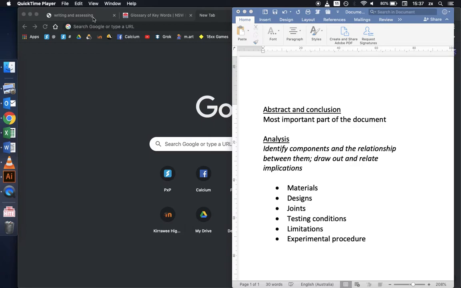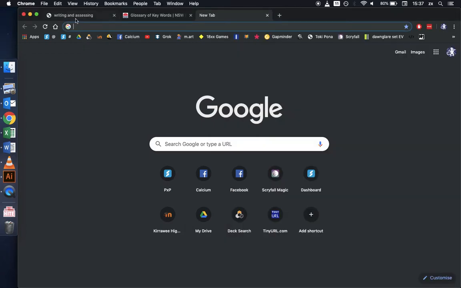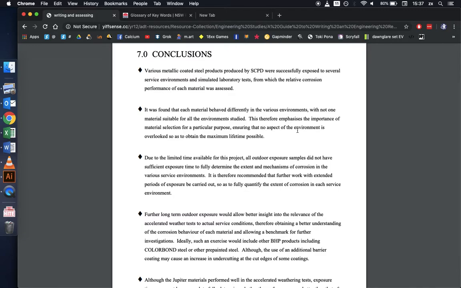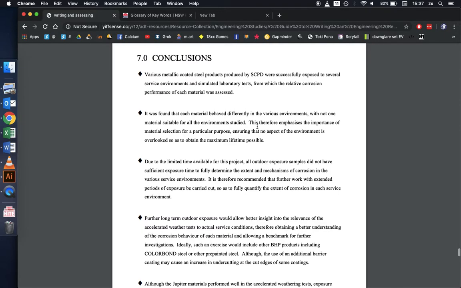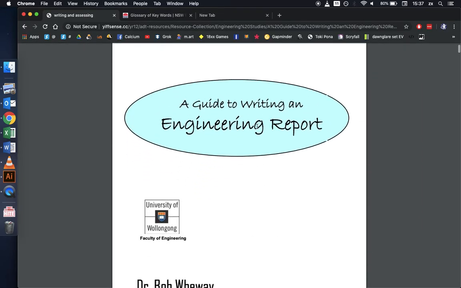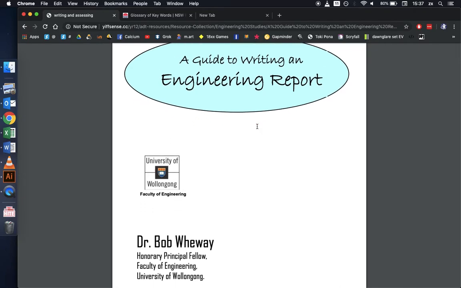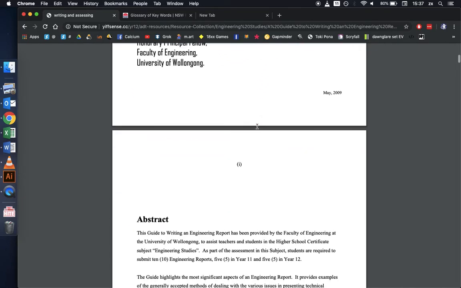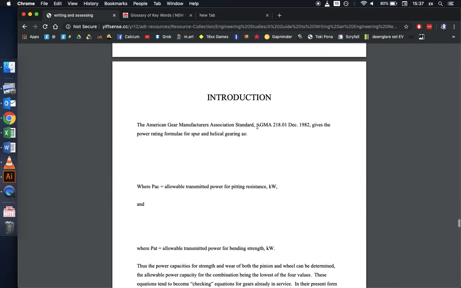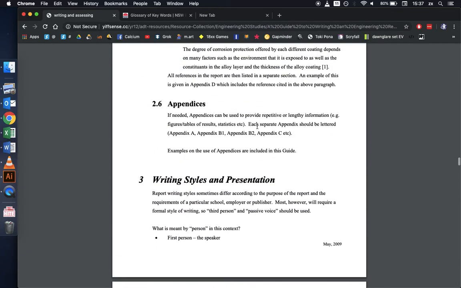So first of all, I'll just point to the report guide that I recommend as part of the assessment criteria, which does talk about conclusions in point 7, and it refers to it earlier when talking about the format. So this is the document, a guide to writing an engineering report by Bob Weiwei at University of Wollongong, and here we go.